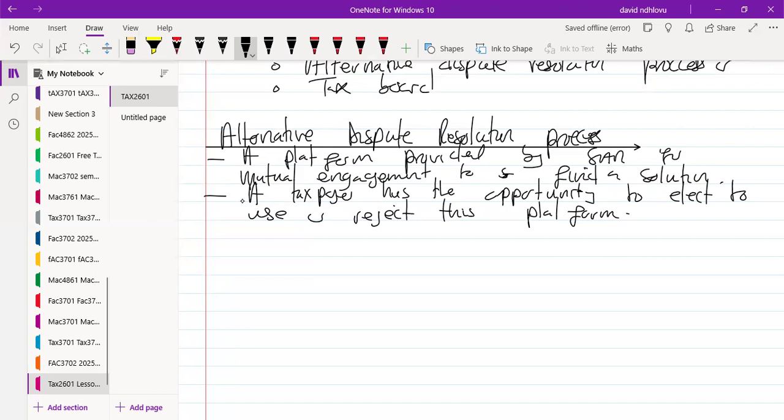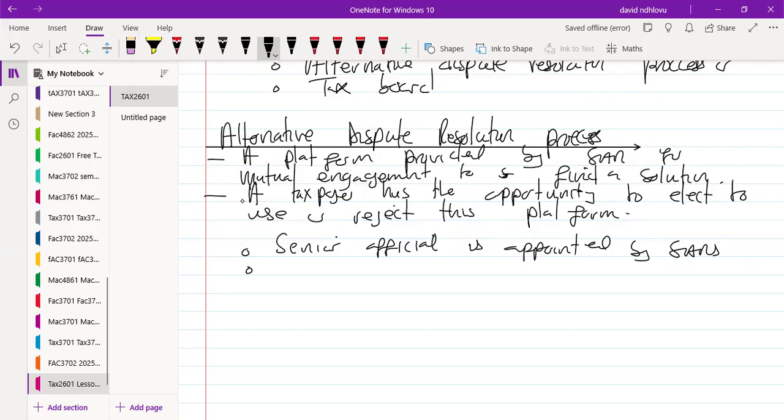Right. So here, a senior official is appointed by SARS. The taxpayer can attend in person or send a representative.